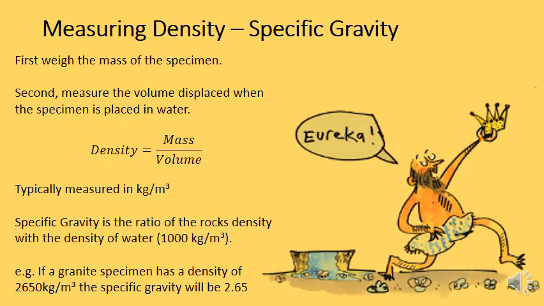Now, what's the unit of specific gravity? Well, obviously there's no unit because it's a ratio. You're dividing a density, which has a unit of kilograms per meter cubed, by a density, which has a unit of kilograms per meter cubed. It's unitless. But what you're saying here is that relative to the density of water, this granite particle is 2.65 times as dense as that water.